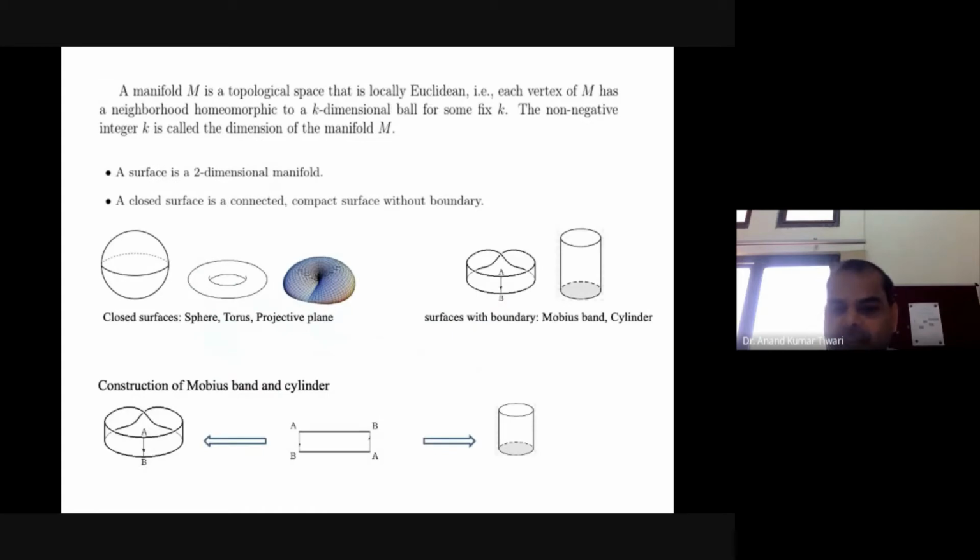When we have a cylinder, we can identify both boundaries, the upward boundary and lower boundary, along the homeomorphism. Then we'll get a torus, which is in the figure. Now if we consider a Mobius band and a closed disk, the Mobius band has one boundary and the disk also has one boundary. If we glue both boundaries along the homeomorphism, then we'll get the projective plane. So this is basically the construction of the projective plane and torus.